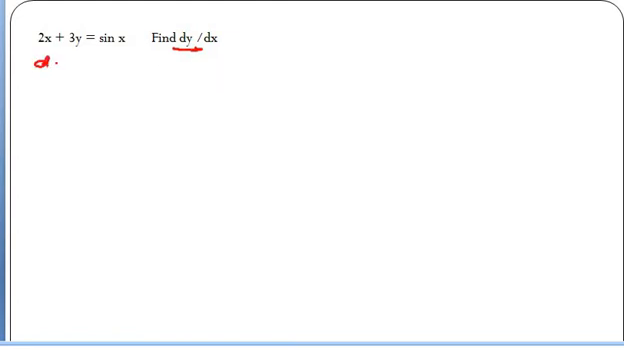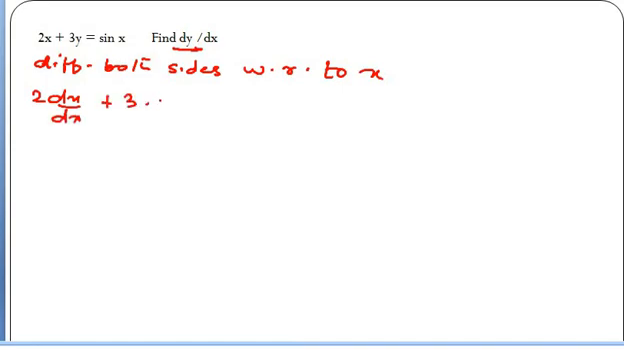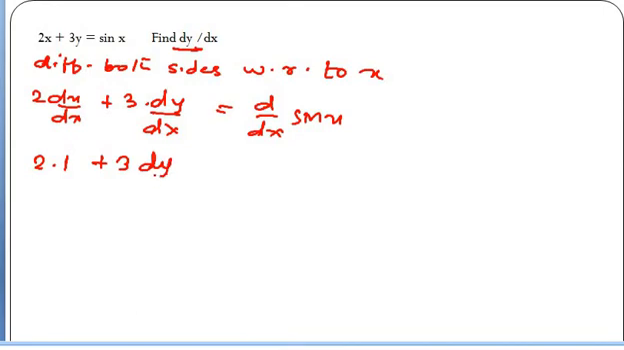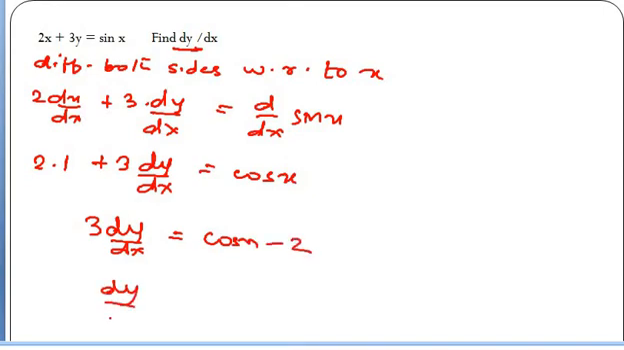So we'll write here, differentiate both the sides with respect to x. So we are differentiating both the sides with respect to x: 2 times the derivative of x with respect to x, plus 3 times the derivative of y with respect to x, is equal to the derivative of sine x. The derivative of x is 1. The derivative of sine x, we already discussed, is cos x. So 3 dy by dx is equal to cos x minus 2, and dy by dx is equal to cos x minus 2 upon 3.